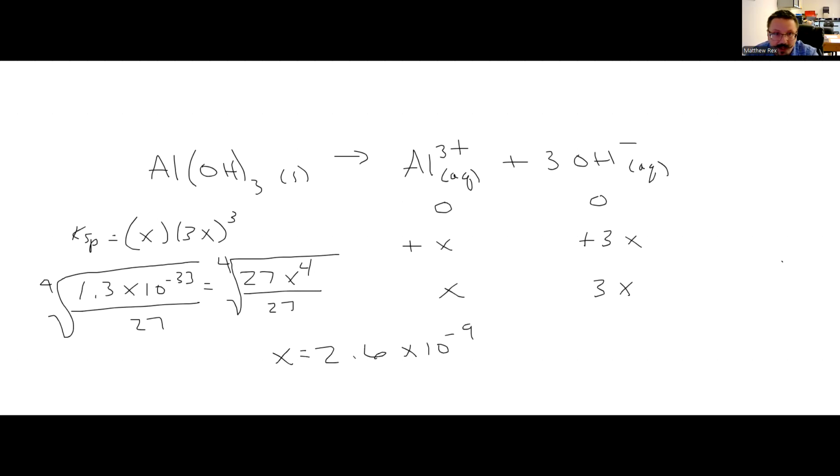The relationship of x, or aluminum, back to aluminum hydroxide, is 1 to 1. So whatever the concentration of x is, that should also be the molar solubility for the entire compound, the aluminum hydroxide.